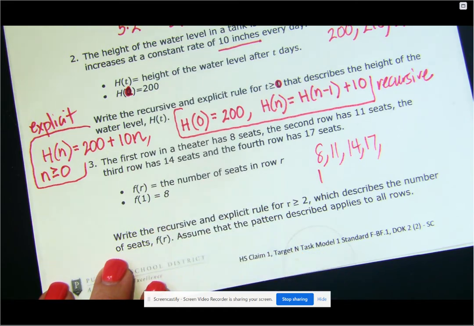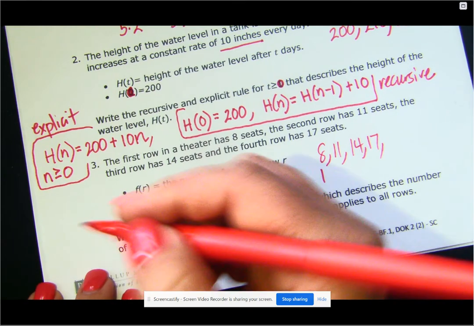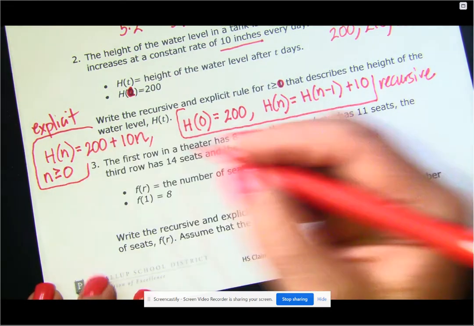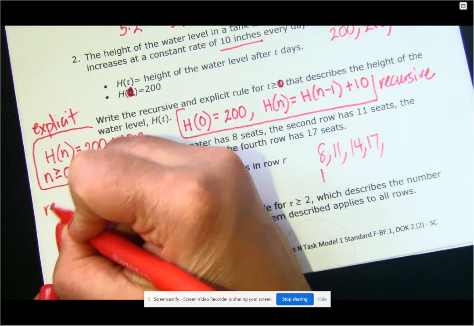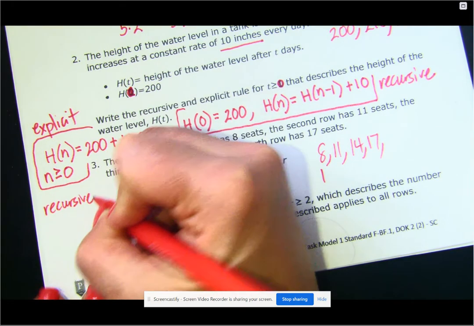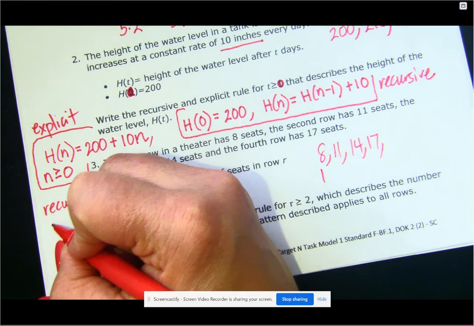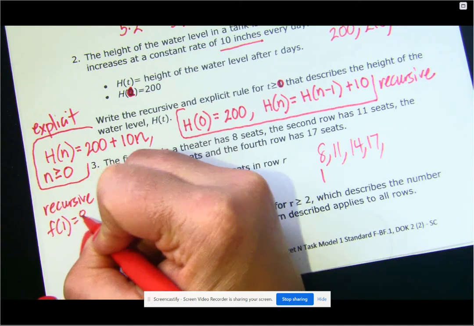Okay, so you can't get caught up into this 0 term, first term. It just kind of depends on the problem. All right, so let's write the recursive rule. Here we go. Not a lot of room here, guys. Sorry. So here's recursive. So I give the first term. Here it is. F of 1 equals 8.